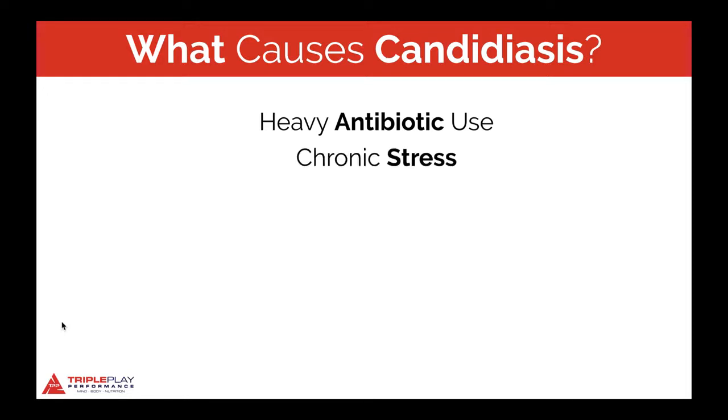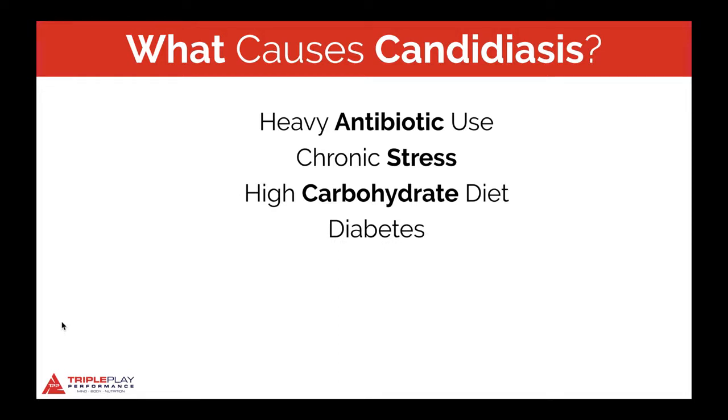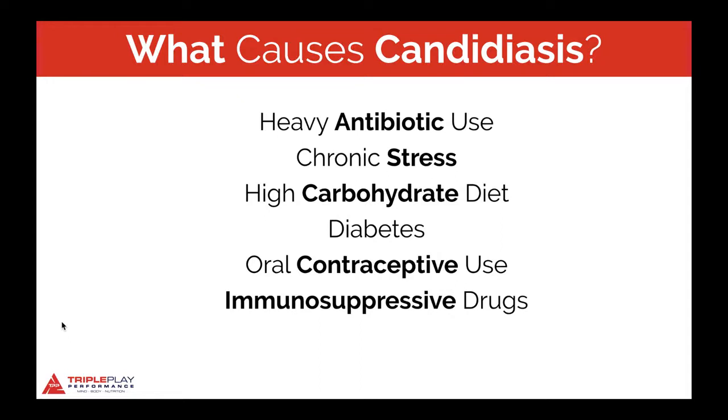So if you've been on a 10 to 21 day antibiotic regimen, you're going to have a lot of candidiasis. Chronic stress, because chronic stress is an immunosuppressant. So any type of immunosuppressant, like a high carbohydrate diet, is an immunosuppressant. Diabetes, oral contraceptive use is also immunosuppressant, and immunosuppressive drugs, like chemotherapy, will have flourishment of Candida.